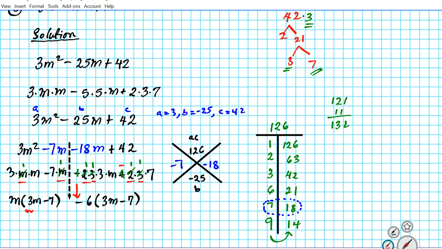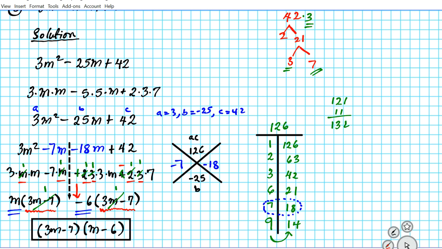So now what we're going to do is factor out these identical quantities, 3m minus 7. Remember, when you factor out a factor, you are dividing by that factor. So the quantity 3m minus 7 gets divided out. And guess what? We are left with m minus 6. So we group them together in its own nice little parentheses. And that's the answer to question number 3.